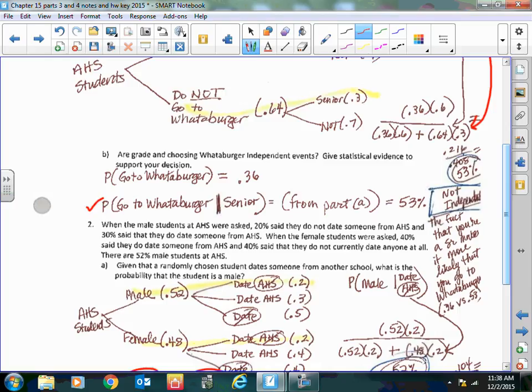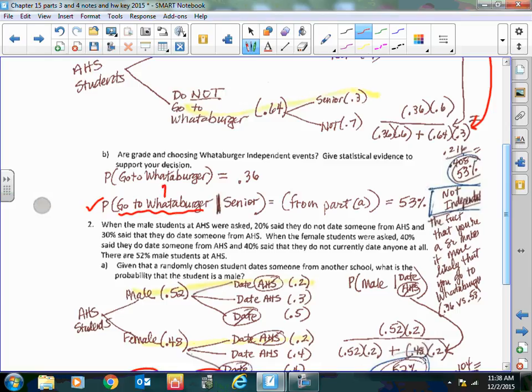Okay, so conditional would be a given that. So I chose this given that statement, and you could choose any of them. You could choose probability of not going to Whataburger given that you're not a senior. Probability that you're a senior given that you didn't go to Whataburger. Whatever. Any conditional statement. And then I chose this one because that was the one that was in part A. That way I didn't have to redo the math. Okay? So I did that one.